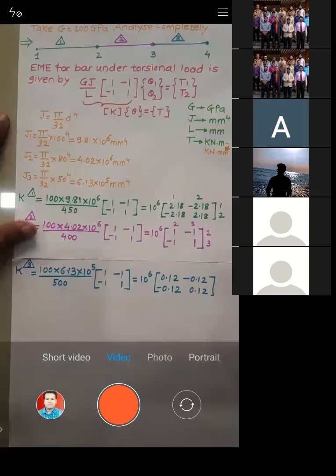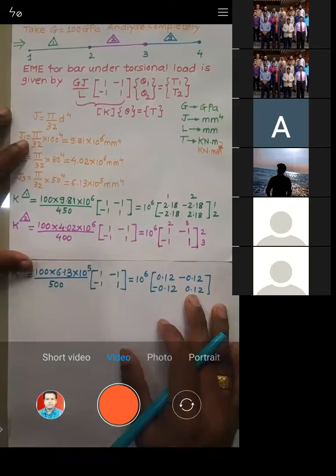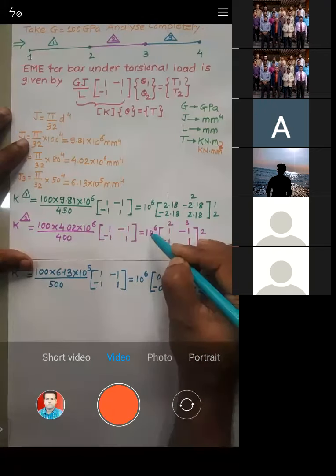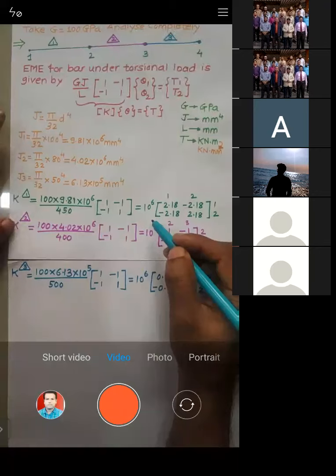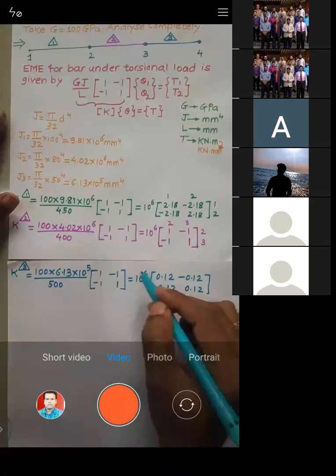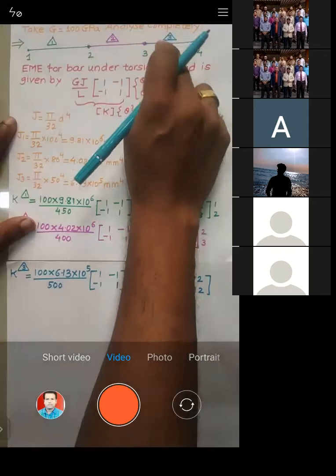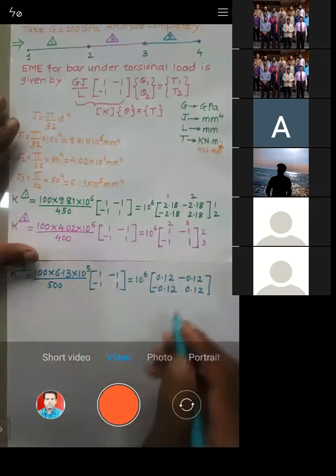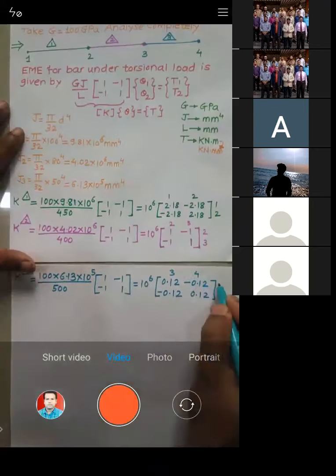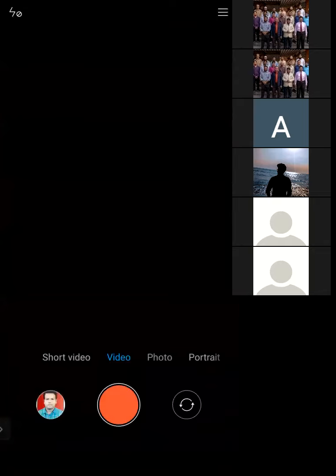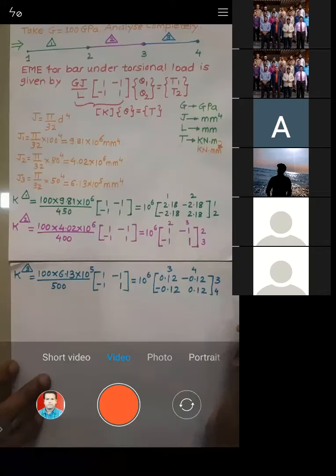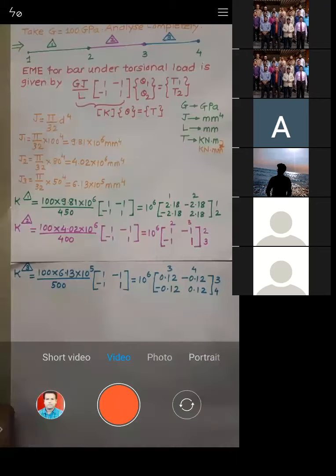Is that okay? All of you, is that okay? Yes, sir. Because you can see 10 raised to power 6 is common for both K1 and K2. That is the reason why I am also taking 10 raised to power 6 common, right? Now, if you talk about this element number 3, it is between 3 and 4. So I'll write down here 3, 4, and also 3, 4 here, right? Is that okay now?